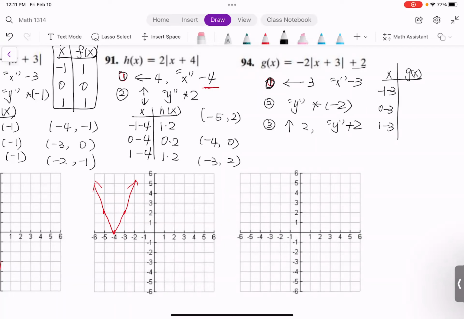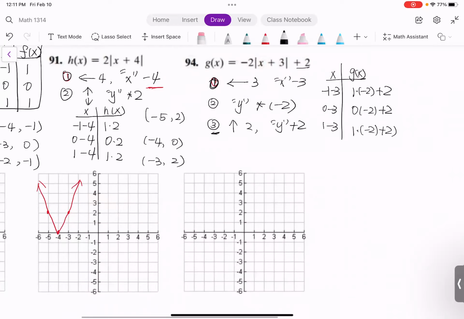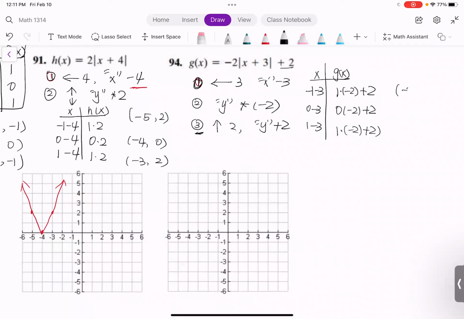And the y part, y multiplied by -2. 1 times -2 plus 2, because the third step is +2. And 0 times -2 plus 2. 1 times -2 plus 2. Let's see the key points and then plot them. -4, 0, -3, 2, -2, 0.